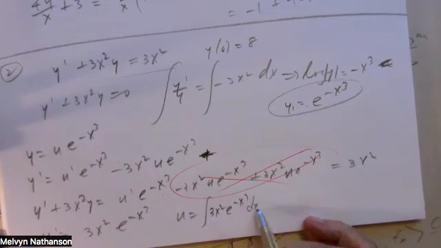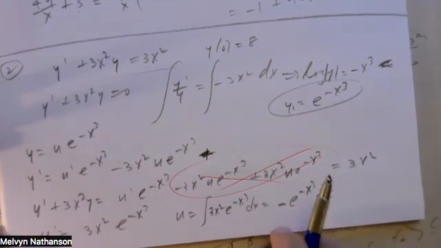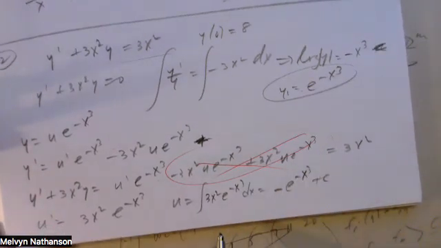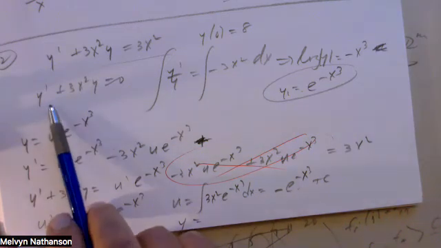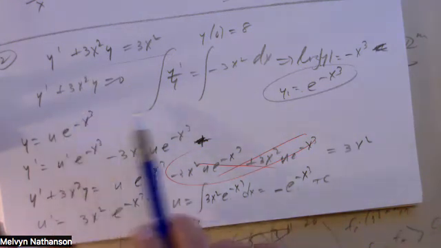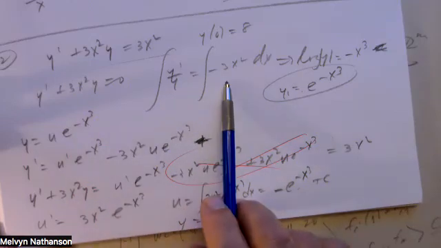And so u is the integral of 3x squared e to the minus x cubed, which is exactly minus e to the minus x cubed plus a constant. So y is this times, oops, I'm off by, I always get a minus sign wrong. So y prime over y is minus 3x squared.